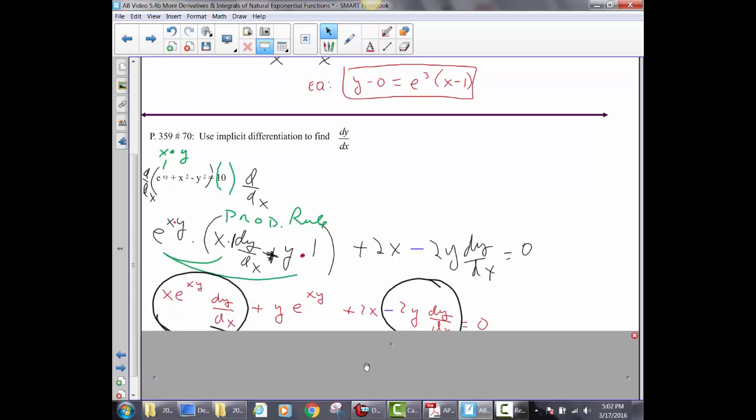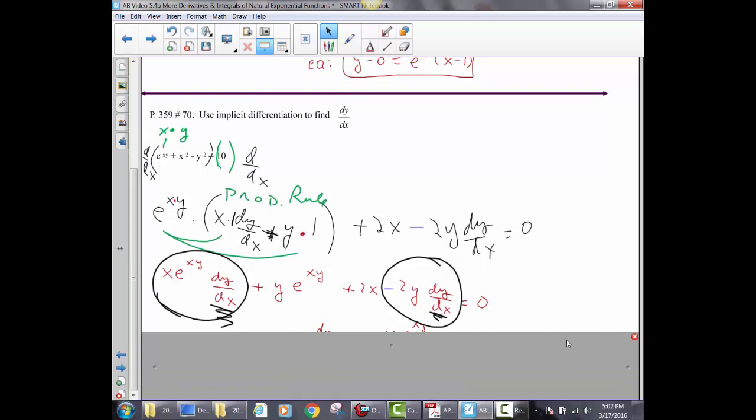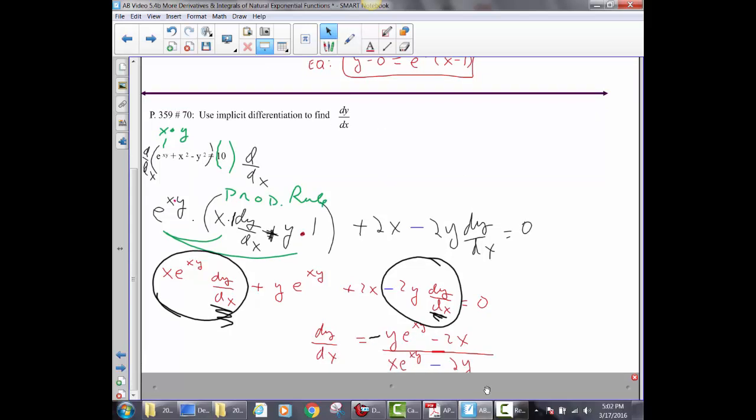Okay, so I'm going to distribute through. I'm going to have e to the xy times x times dy/dx, plus e to the xy times y, plus 2x minus 2y dy/dx. They asked you to find dy/dx, so you're going to have to gather the dy/dx's on the left and the non-dy/dx's on the right.